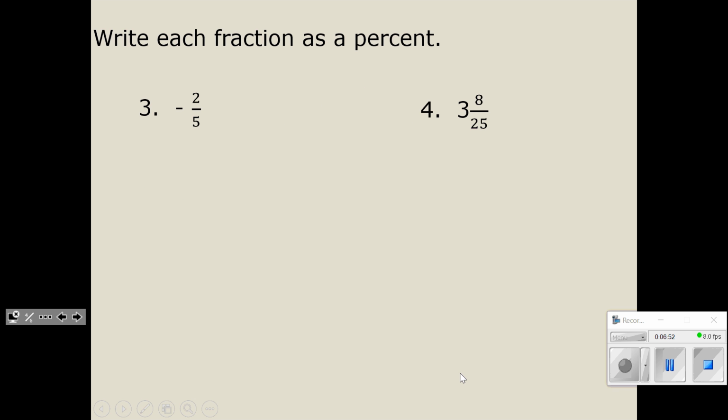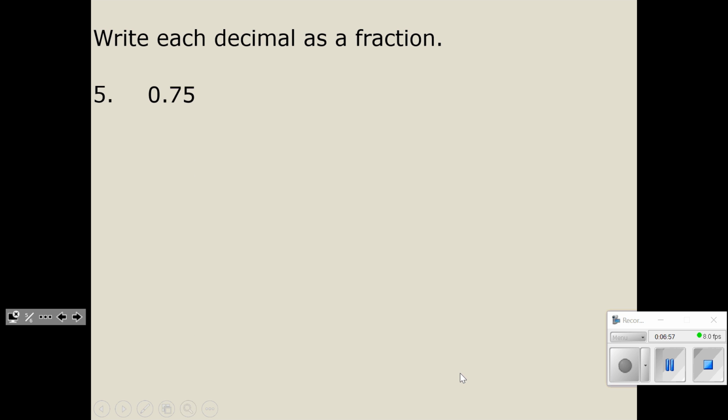The last set of problems will be writing each decimal as a fraction. And here is example 5, 0.75 or 75 hundredths, because we look at the decimal's place value. So this is the tenths, this is the hundredths. So that means we can take 75 and put it over 100, because you would read this decimal as 75 hundredths, and that's the way it looks as a fraction as well.